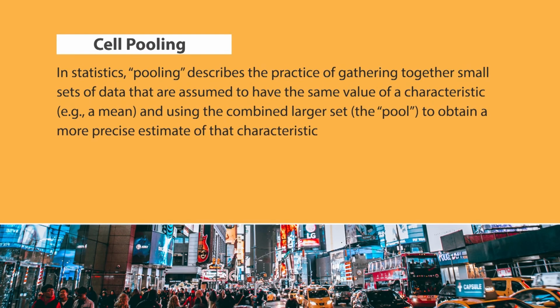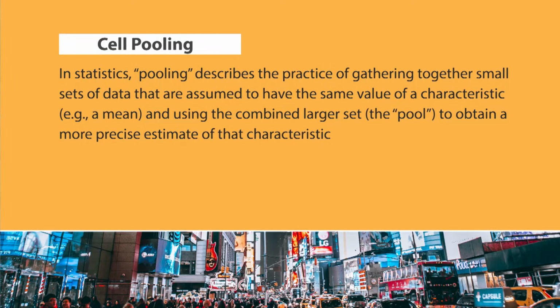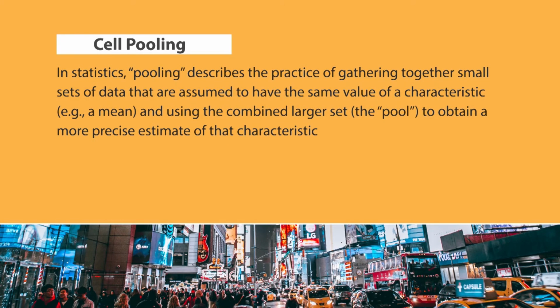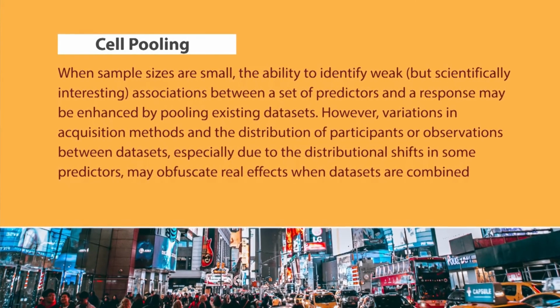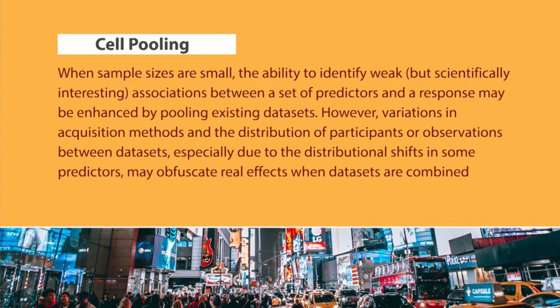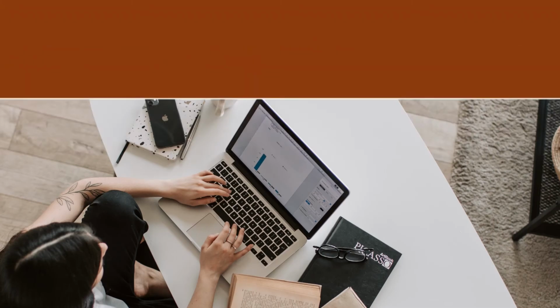In statistics, pooling describes the practice of gathering together small sets of data that are assumed to have the same value of a characteristic, for example a mean, and using the combined larger set, the pool, to obtain a more precise estimate of that characteristic. When sample sizes are small, the ability to identify weak but scientifically interesting associations between a set of predictors and the response may be enhanced by pooling existing data sets. However, variations in acquisition methods and the distribution of participation or observation between data sets, especially due to a distributional shift in some predictors, may obfuscate real effects when data sets are combined.